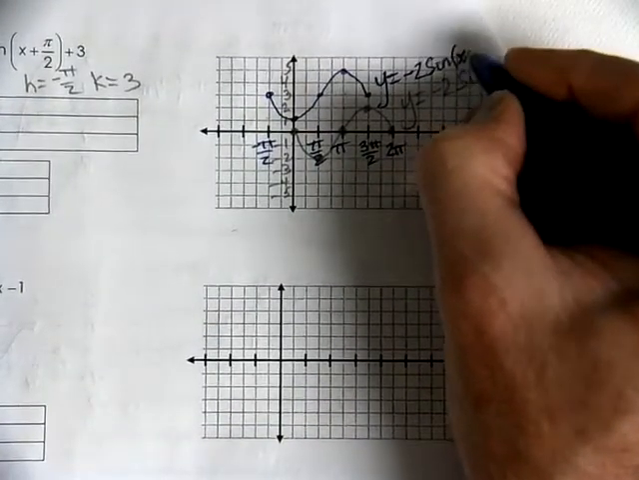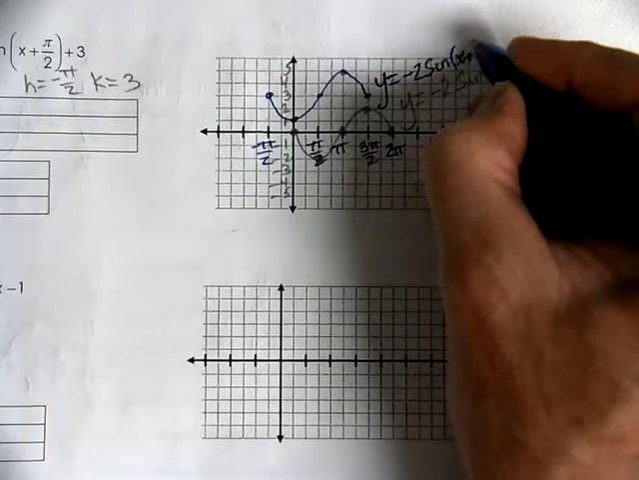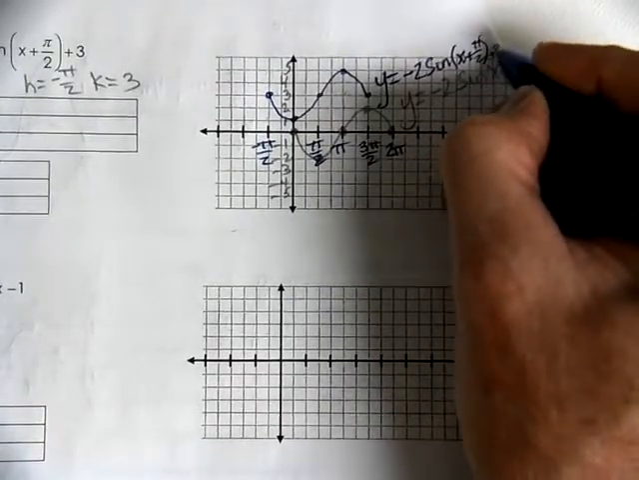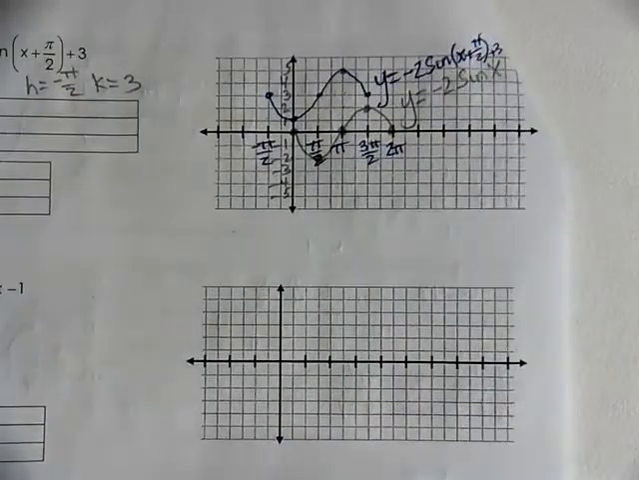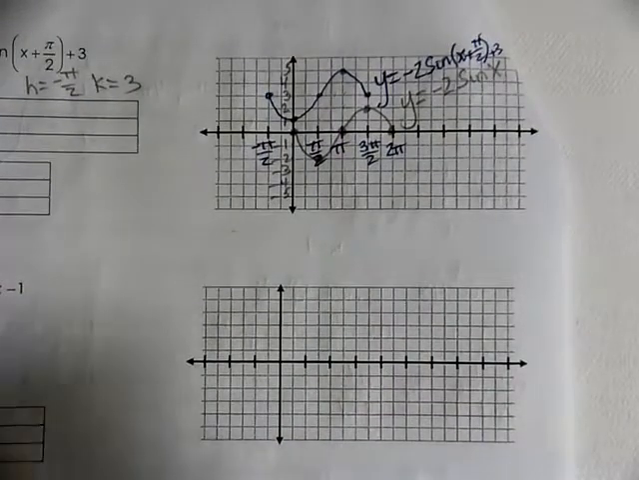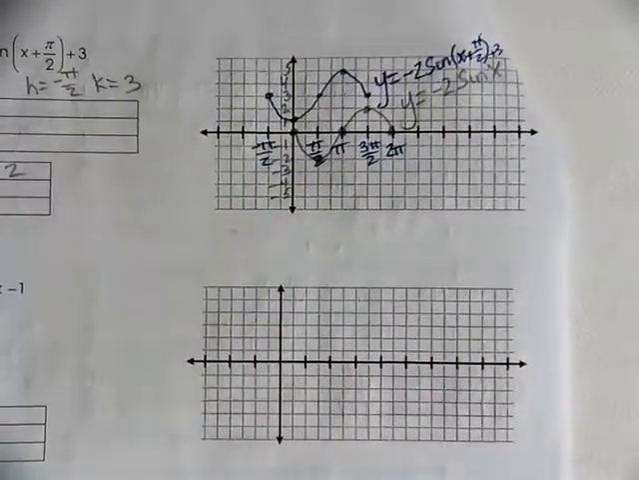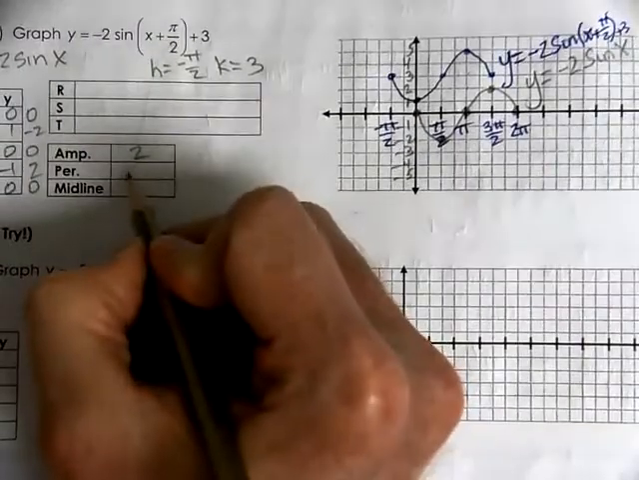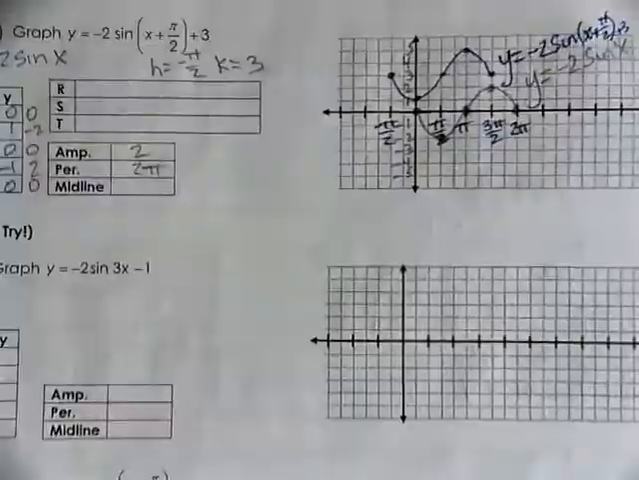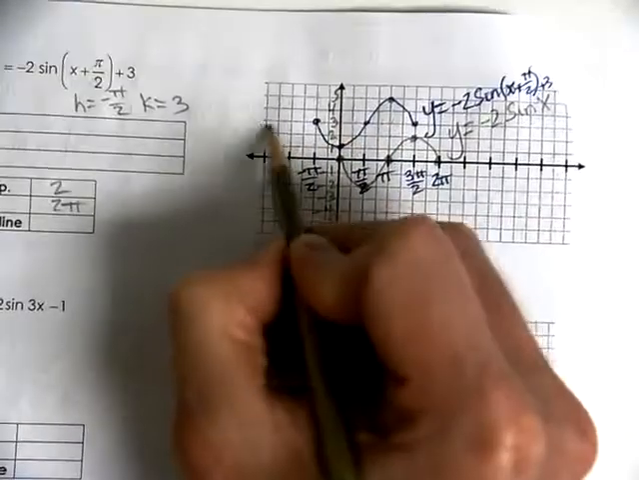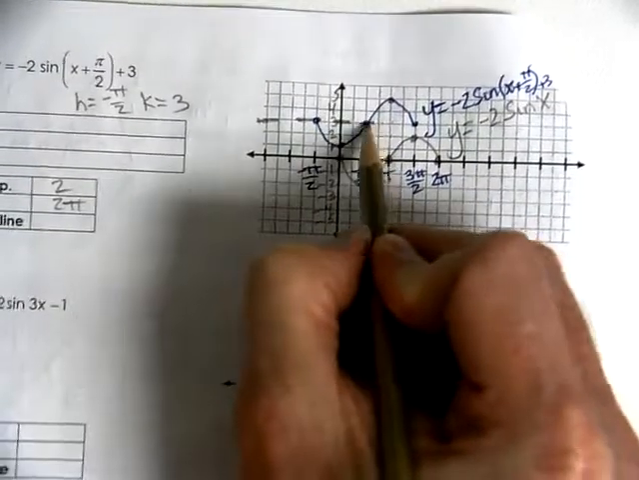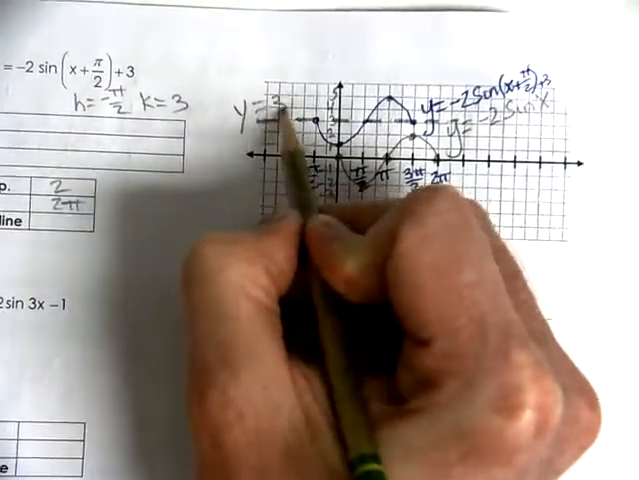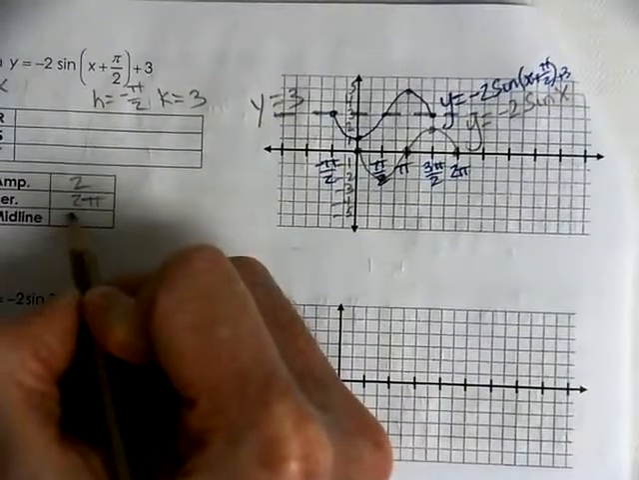We have x plus, which means to the left, pi over 2, plus 3. Try to make that fit. So our amplitude is the absolute value of a, so it's 2. The period we still know is 2 pi. And the midline, which we should graph in here, which is y equals 3. It's always the k value.